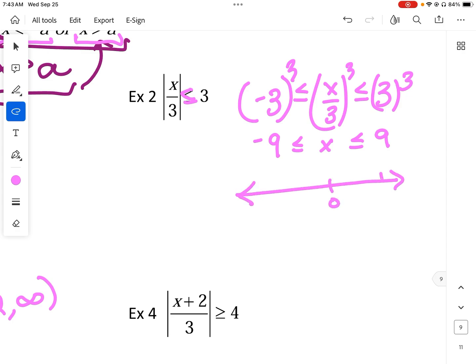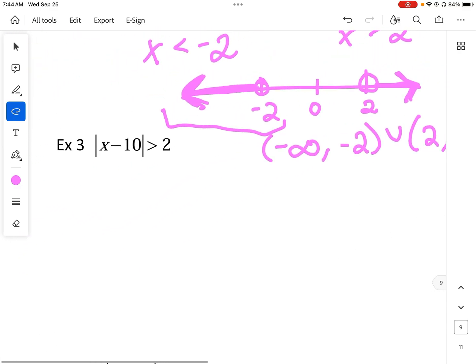So we could put 0 in the middle, 9 on the right, -9 on the left. So x is between -9 and 9. And the way we know that is because it has the less than symbol. That tells us that it's going to be in between. If it had the greater than symbol, it means that they're going opposite directions. Okay, so then we can write this as the interval notation of -9 to +9. We use brackets because we have closed circles, because we have the or equal to sign.